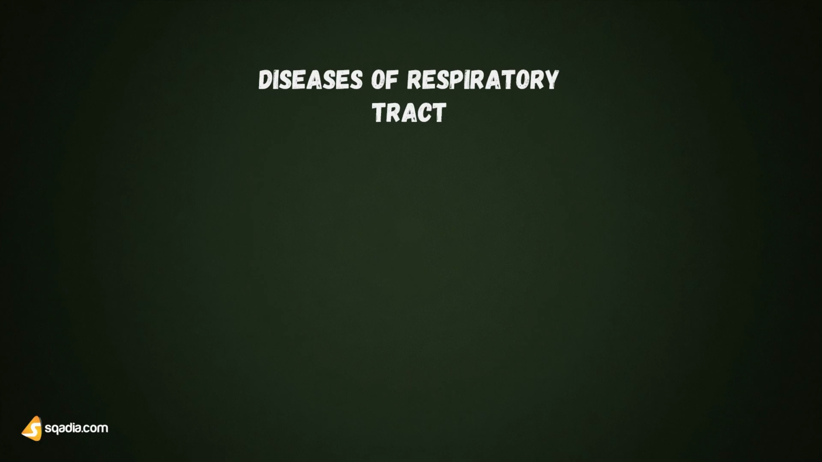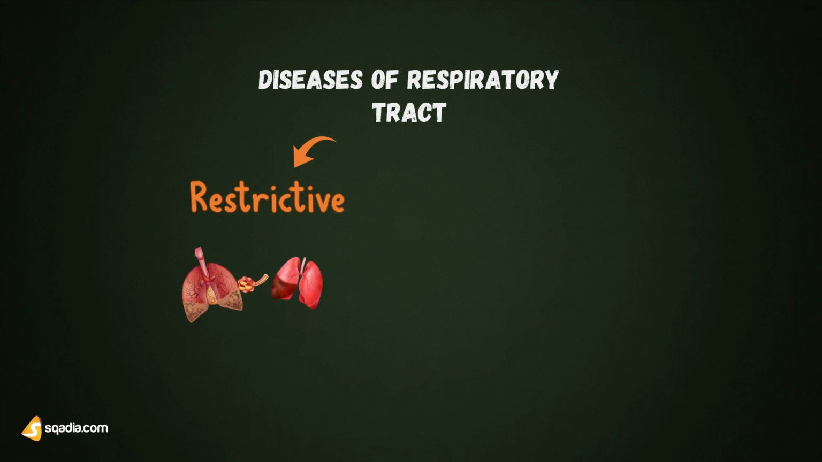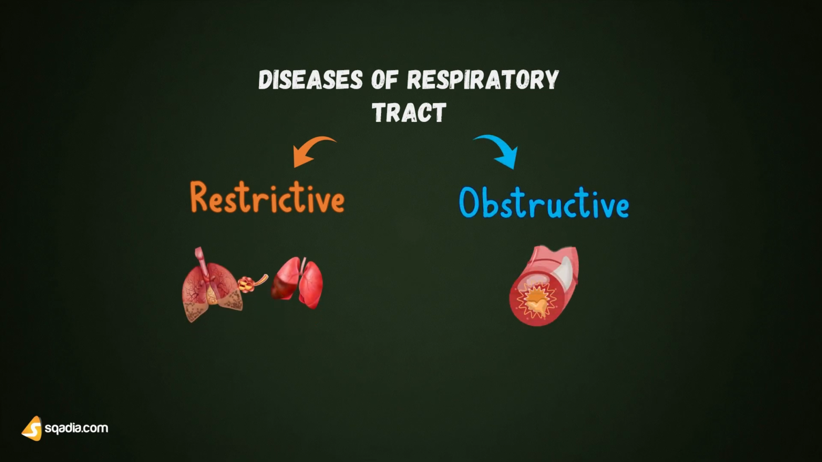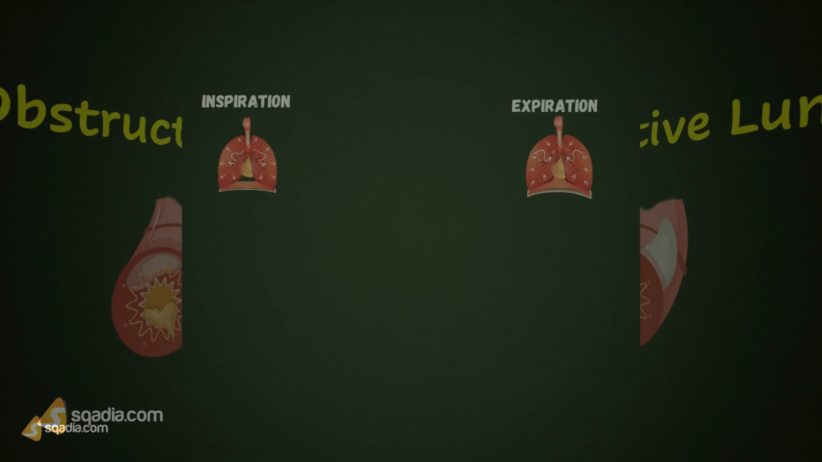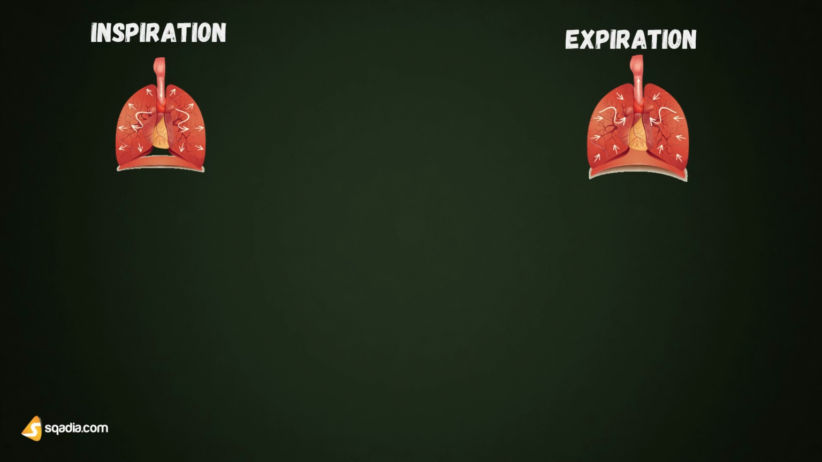The diseases of the respiratory tract are classified into two types: restrictive respiratory disease and obstructive respiratory disease. Our question of the day is, what is obstructive lung disease? Obstructive. The name suggests that there's some kind of obstruction. Yes, these diseases are characterized by an obstruction in the airways.